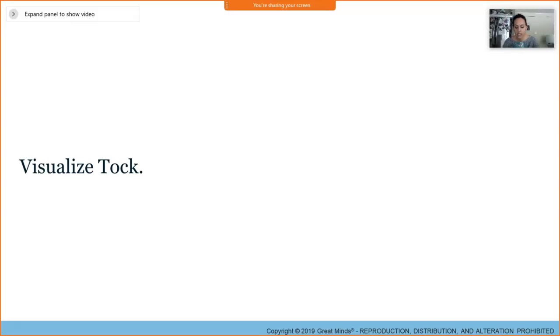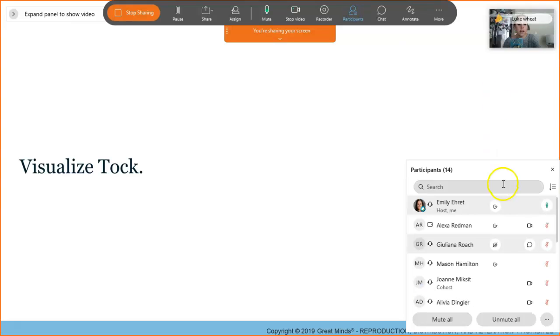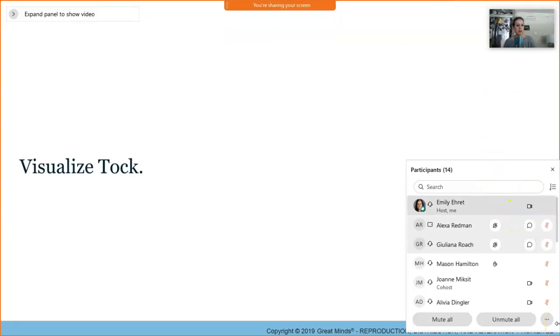Who can give me some of the details in that description that help you visualize in your mind what Tock looks like, right? So that helps you to paint a picture in your mind. Well, almost like you took a picture of Tock and now you can see that in your head. What details helped you to visualize him? You can either give me a thumbs up or you can raise your hand in the participants box. Luke, was that your hand up, buddy?